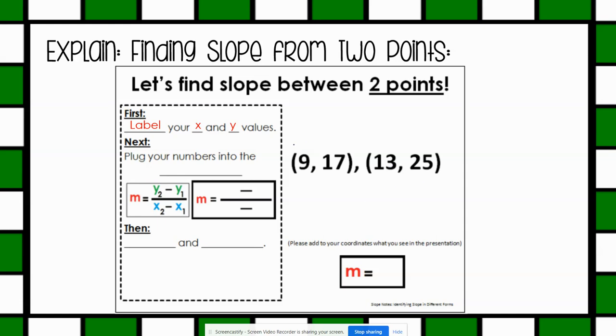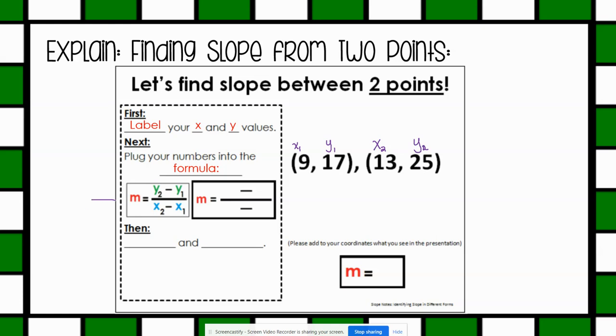So we really call this x sub 1 and y sub 1 because this is the x value from your first point, and this is your y value from your first point. Then this would be called x sub 2, and this would be called y sub 2. And that's because this is the x value from your second point, and this is the y value from your second point. Then you're just going to plug your numbers into the formula.